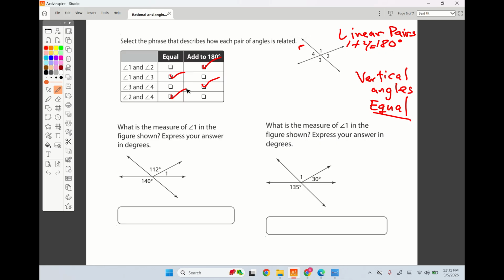So those angles together have to equal 140 degrees. So we can just put the 140 after the equal sign, solve this by just subtracting 112. And now we know the measurement of angle 1 equals 28 degrees.